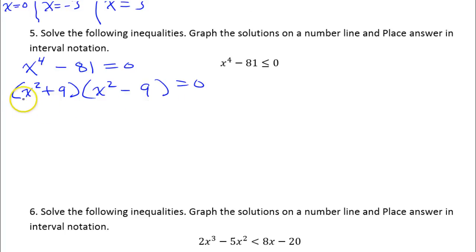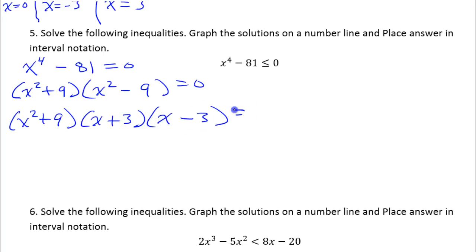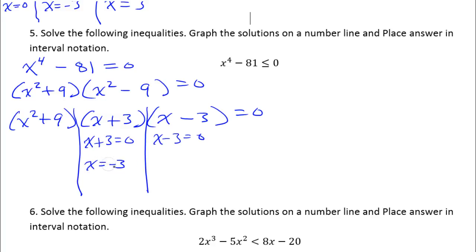Now, x squared plus 9 is unfactorable, all right? But x squared minus 9 can be factored. It has to be subtraction to be the difference of two squares. So x squared minus 9 factors as x plus 3 times x minus 3. So if I set each of these equal to 0 and solve, these two are super easy. So I'm just going to do them real quick. So I'm going to get x equals negative 3 here and x equals positive 3 here.